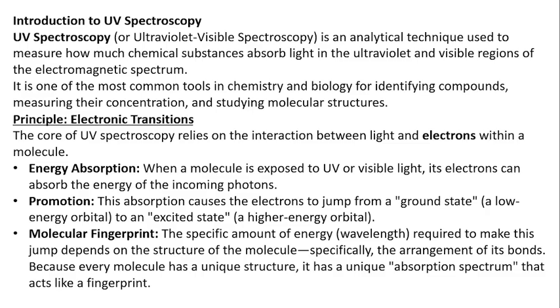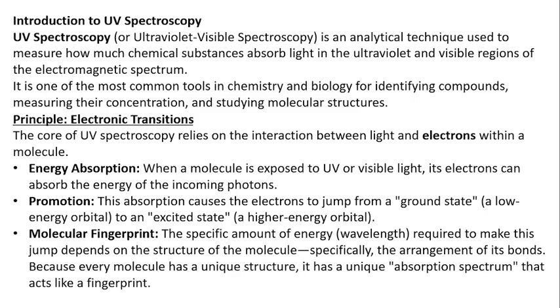The next point is the UV visible spectroscopy introduction. UV visible spectroscopy, or ultraviolet visible spectroscopy, is an analytical technique used to measure how much a chemical substance absorbs light in the UV visible region of the electromagnetic spectrum. It is one of the most common tools in chemistry and biology disciplines to identify compounds, measure their concentration, and study their molecular structures.